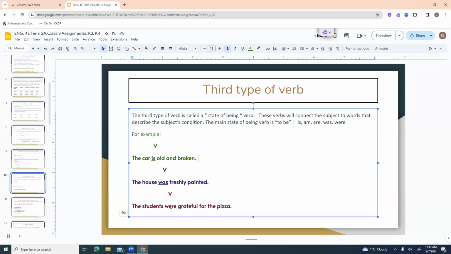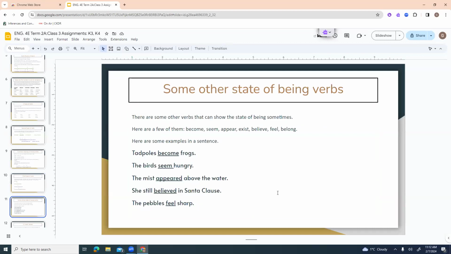The students were grateful for the pizza. Were is the verb. Grateful describes the students. So I could say the grateful students ate the pizza or something like that too. So be mindful of these state of being verbs. They're harder to recognize. There are a few more unusual verbs that sometimes work as a state of being verb. Now, it doesn't matter that you know what it's called. It just matters that you recognize that it is a verb in your sentence, because I do ask you to check that. Like when you're editing your work, can you please make sure that every sentence has a verb?